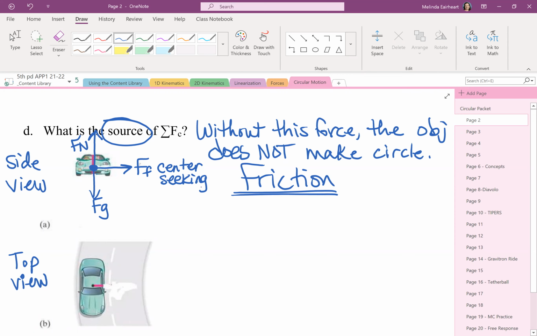Everybody good there? Now maybe you're thinking, but there's 4 tires. Yes, so we're looking at the object as a whole. It's called a point mass, the center of mass. But yeah, there's friction with all 4 tires that collectively have a sum of this frictional force on the object.